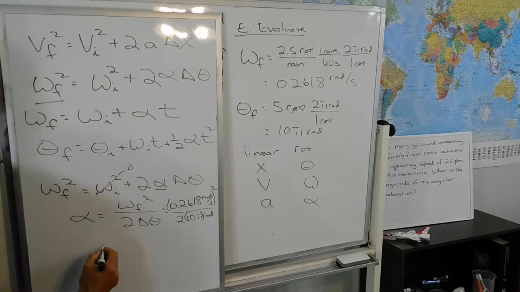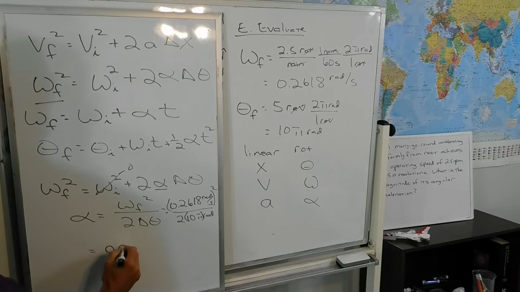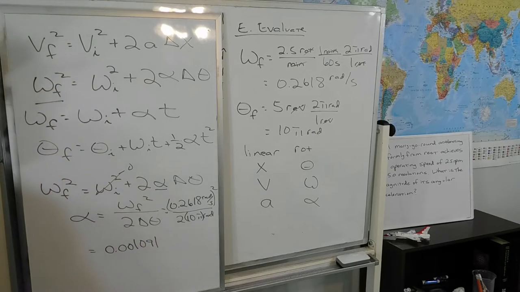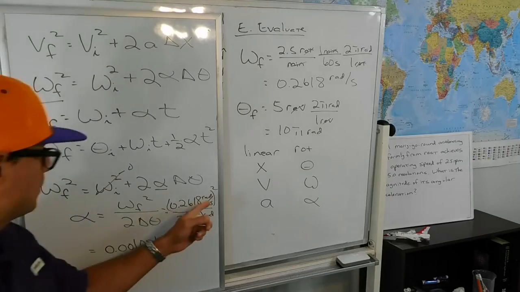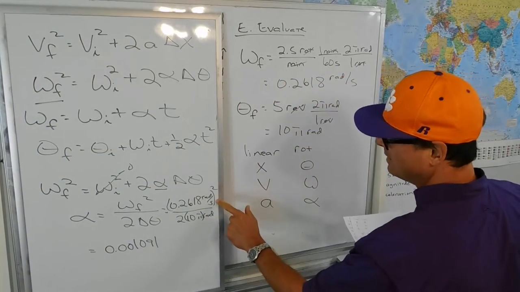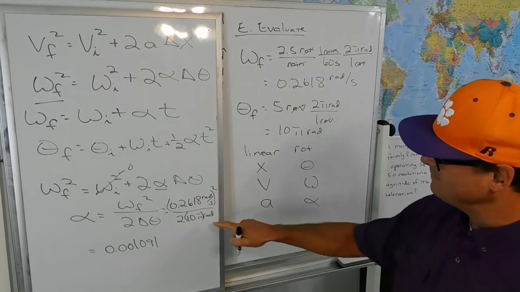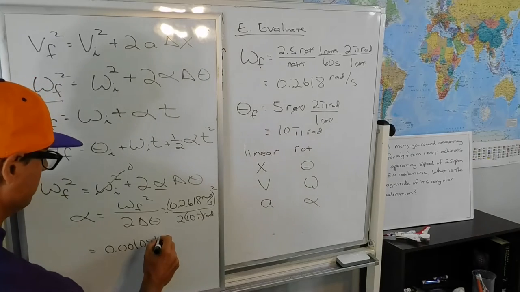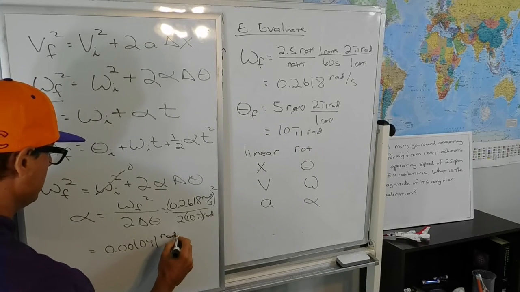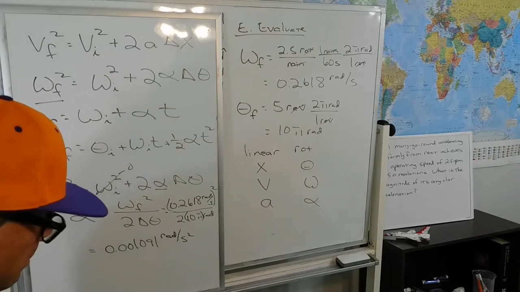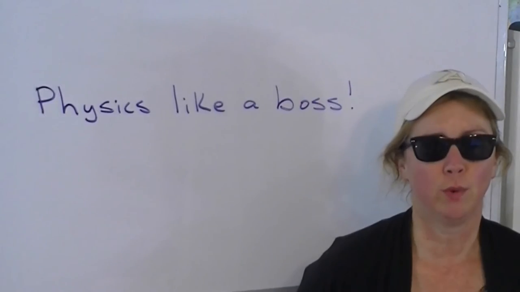And let's take some care there. So when you punch that into your calculator, you get 0.001091. And let's take a little care with the units here. We have radians per second squared, so that's radians squared divided by seconds squared, but then we divide by radians. So that removes one of the radians in the numerator. So the units here are radians per second squared, which is what we were expecting.